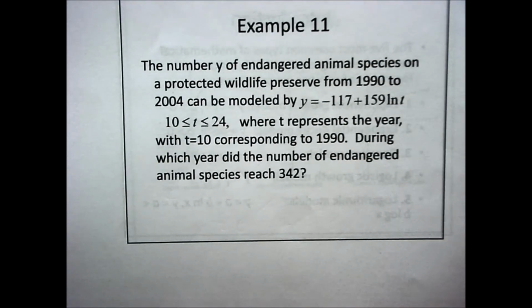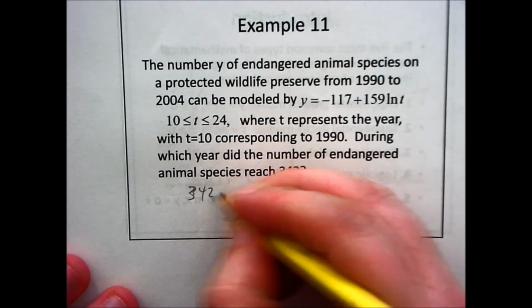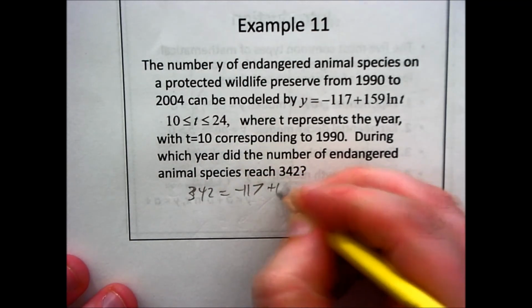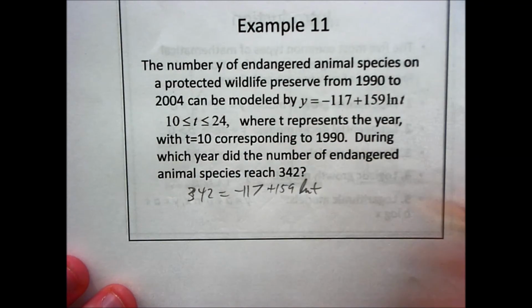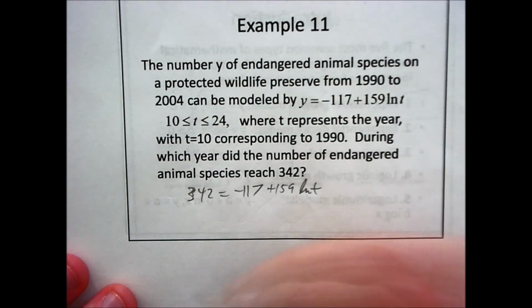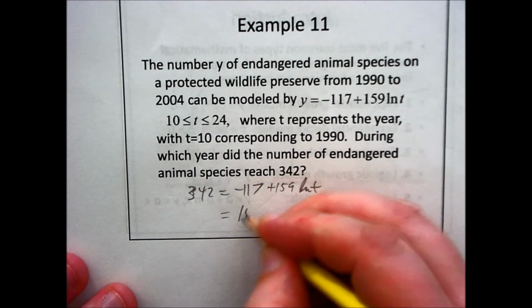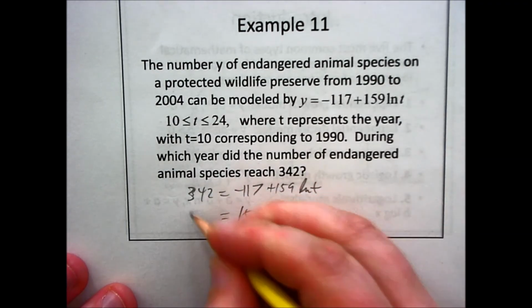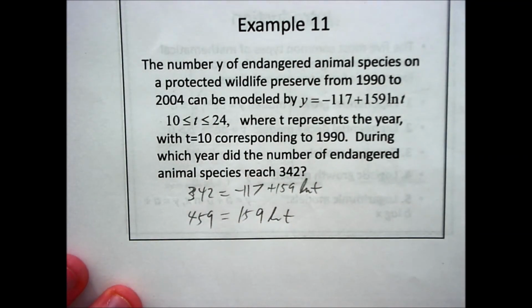For this, the number y of endangered animal species on a protected wildlife reserve from 1990 to 2004 can be modeled by that logarithmic equation. During which year did the number of endangered animal species reach 342? Yeah, 342 is going to be your y value. 342 is equal to the rest of it. Then what? Add 117 to both sides. You're going to get what on the left? 459. Divide by 159.